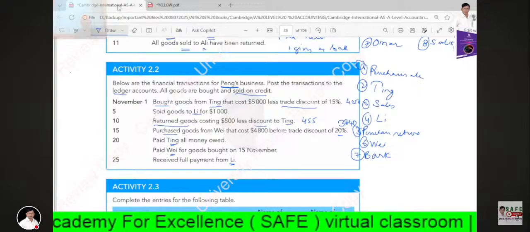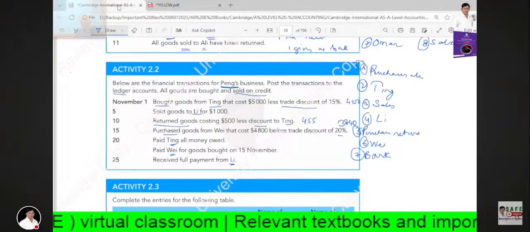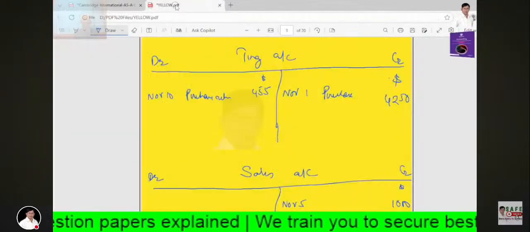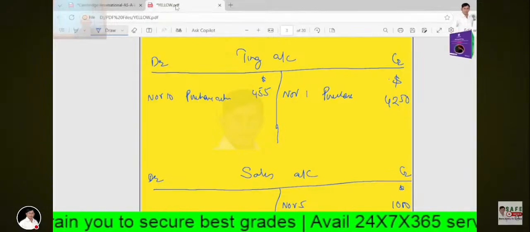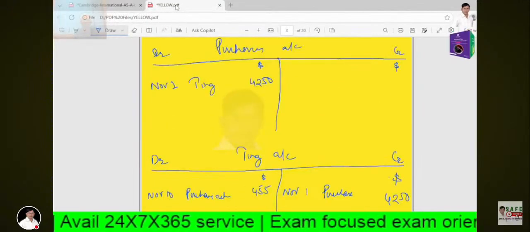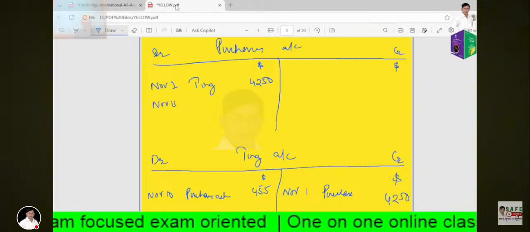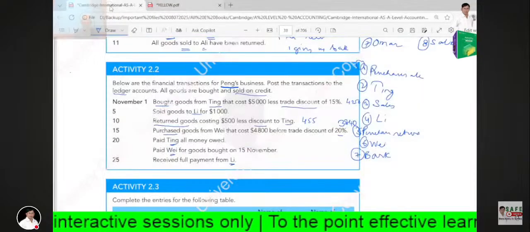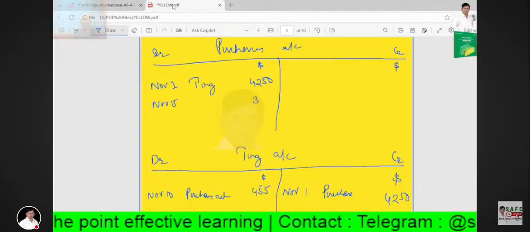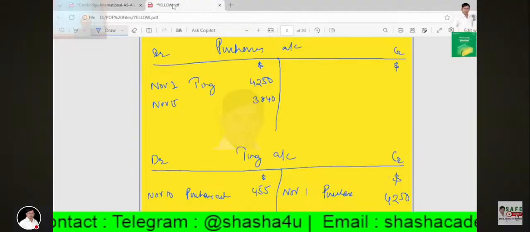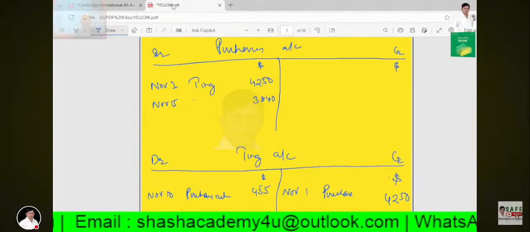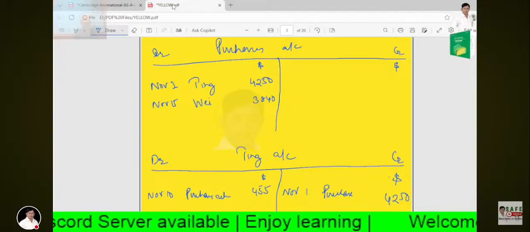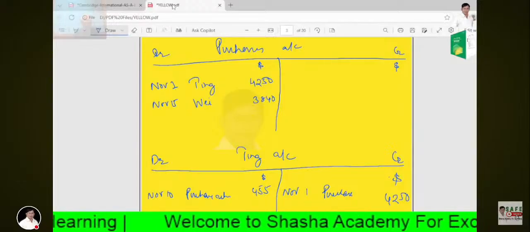So purchase goods from V that cost 4800, so 3840. So purchases and V, and it is on November 15th. Purchases account will be debited 3840. We have purchased from V, so that's why we have to write V here. So purchases account will be debited.